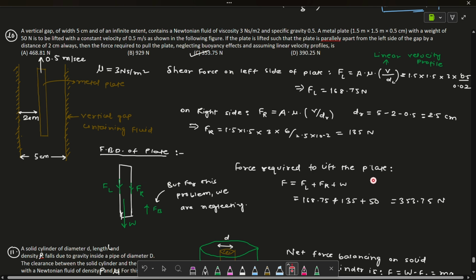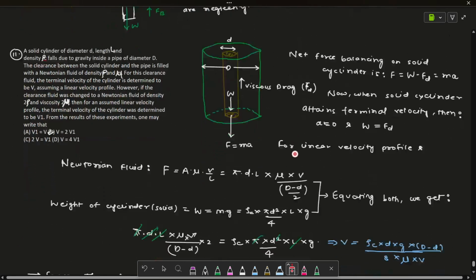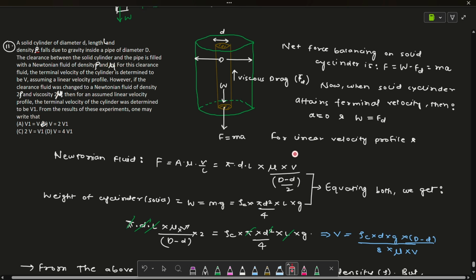Now the force required to lift the plate will be the sum of all these three, right? All these three are acting in the downward direction. So we will just add all of them and we will get the required value, right? So the required value is 353.75 Newton. So this is the required value, and that's all for this question. Again, I hope that you people understood the problem and the solution.